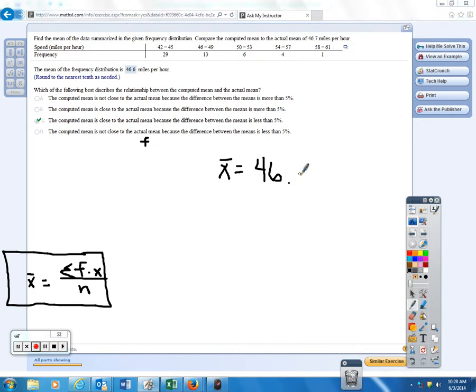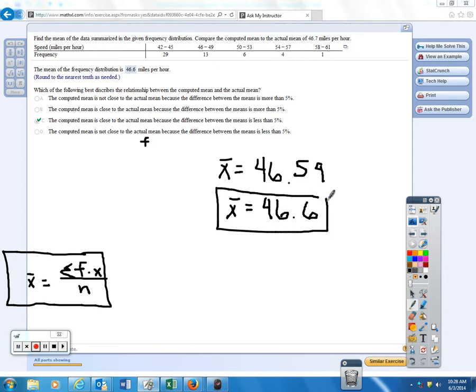46.59 or 46.6. It says round to the nearest tenth. So x̄ is equal to 46.6. Now we need to compare it. So this is our new one. So new minus old over old.